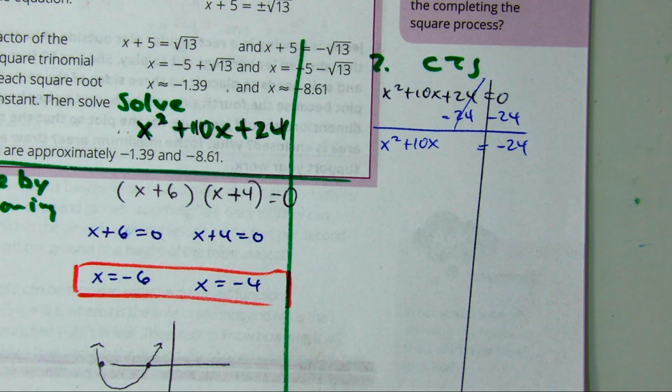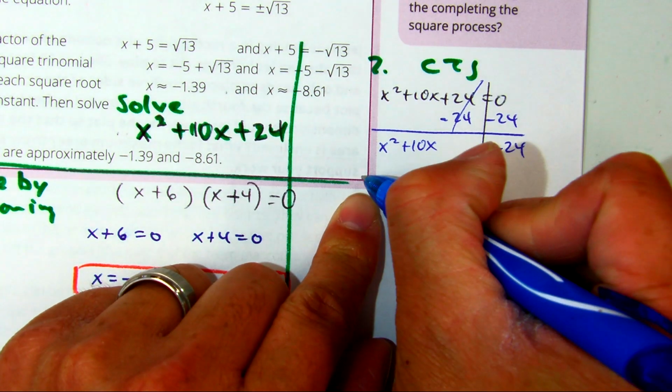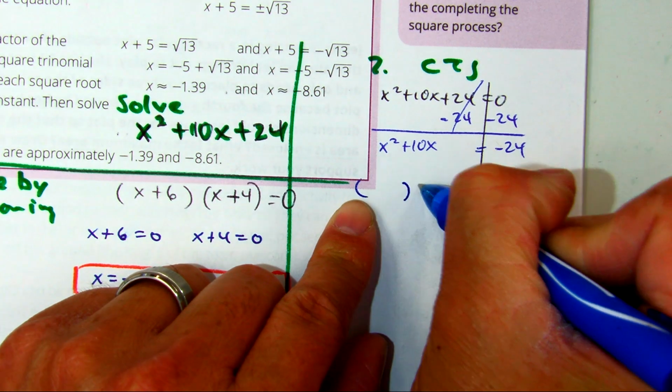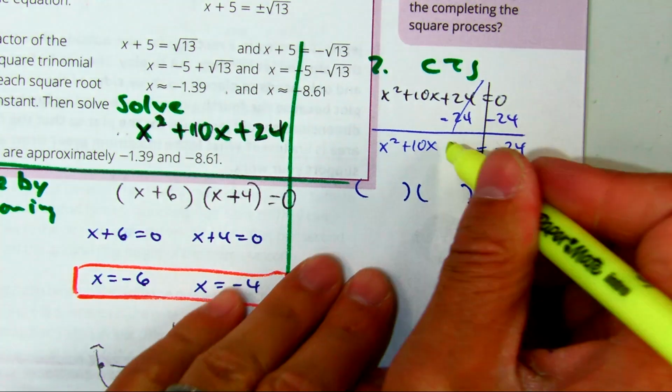Natalie A, what's the next step? Binomial squared. So, how do we get these to be binomials? Well, before we do that, we're going to have to put something here in yellow.